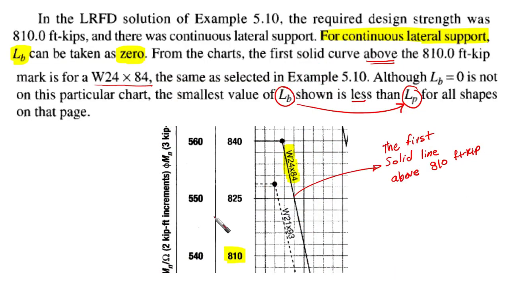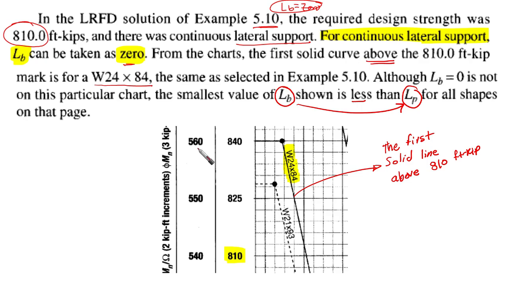Okay, and one of the examples, only to show the point of the dashed line and the solid line, is one of the examples that we have worked out before, 5.10. The required design strength was 810 foot kips, and there was continuous lateral support. Continuous lateral support means that LB is equal to exactly 0. For continuous lateral support, LB can be taken as 0, as we said.